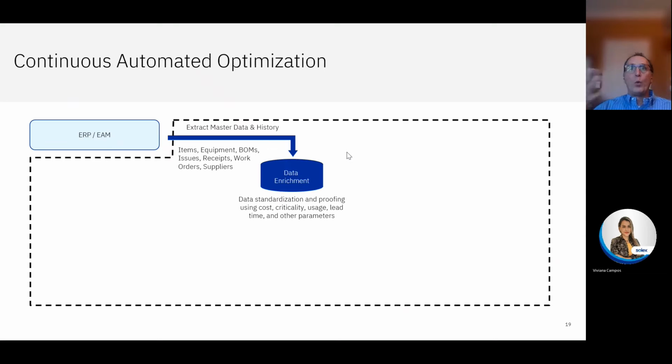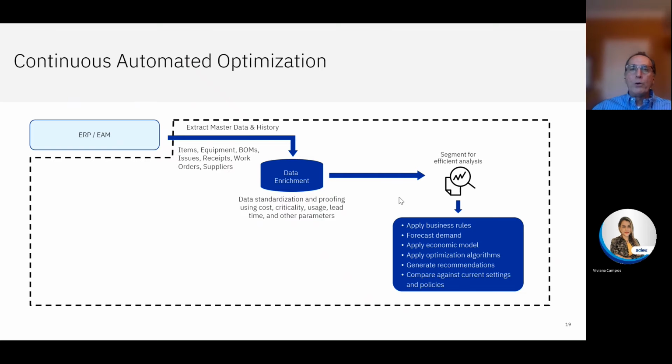So how does the solution work, right? Well, first, we're going to extract data and history from your ERP and your EAM system. Your items, equipment, bill of materials, your issues, receipts, work order, supplier. We'll pull all that information, okay? Then we're going to enrich that data. We're going to use the costing models that we developed during the criticality workshop and configuration workshop. We're going to use a criticality ranking that was derived from the criticality workshop. So we're enriching the data.